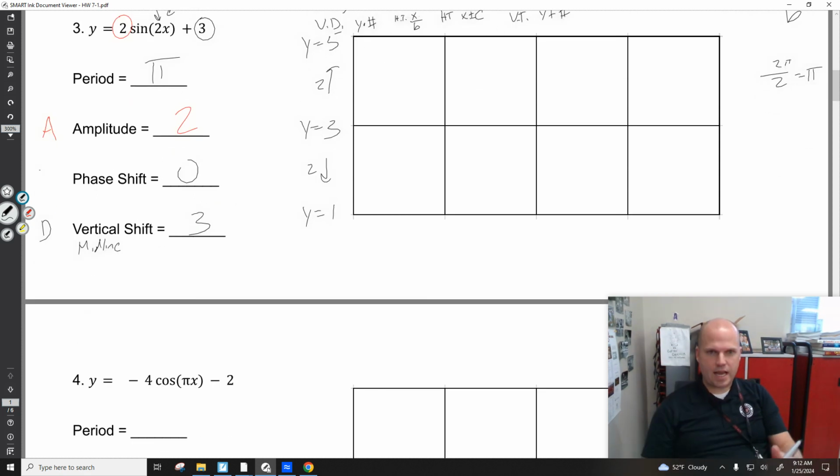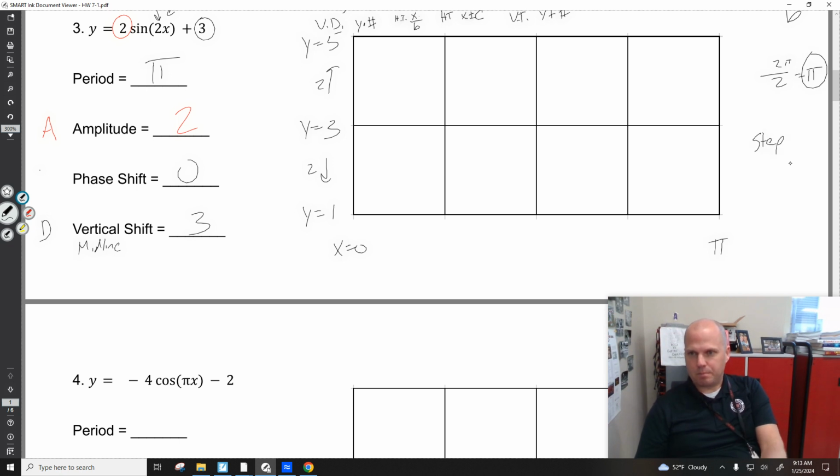There's no phase shift, there's no horizontal translation here, there's no c value. So here come the x's. I'm going to start at x equals 0. I will get to one completed period after pi. Now, each step along the way will be this period length divided by 4. So I'm going to put this on the side and say steps are going to be my period divided by 4. Here it's going to be pi over 4, so this would be pi over 4, pi over 2, 3 pi over 4, pi.